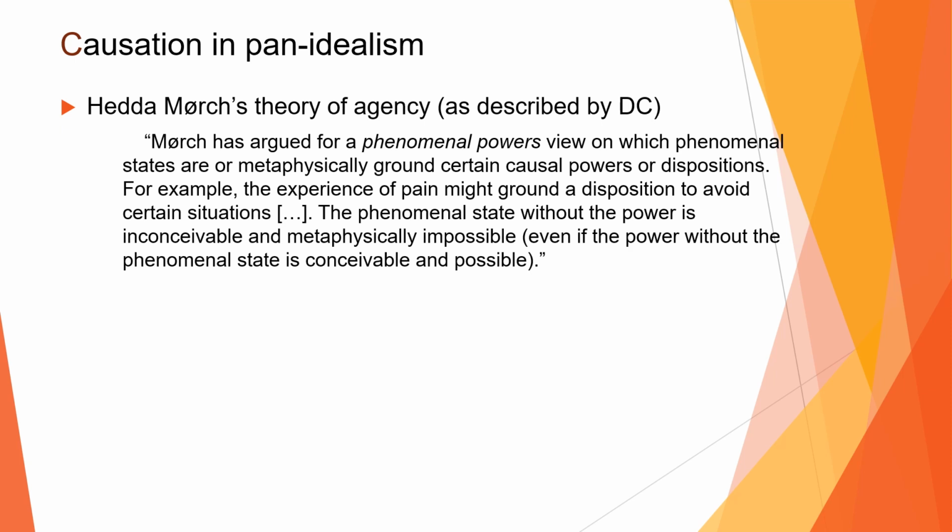Morch has argued for a phenomenal powers view, on which phenomenal states are, or metaphysically ground, certain causal powers or dispositions. For example, the experience of pain might ground a disposition to avoid certain situations. And she gives another example. The phenomenal state without the power is inconceivable and metaphysically impossible, even if the power without the phenomenal state is conceivable and possible.